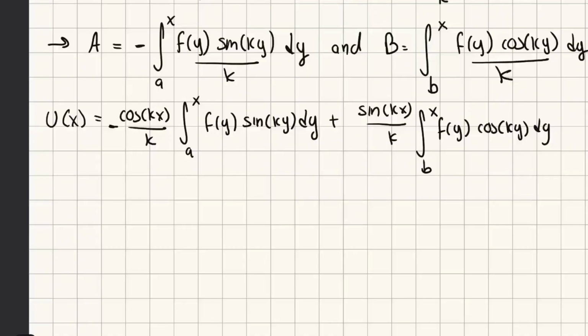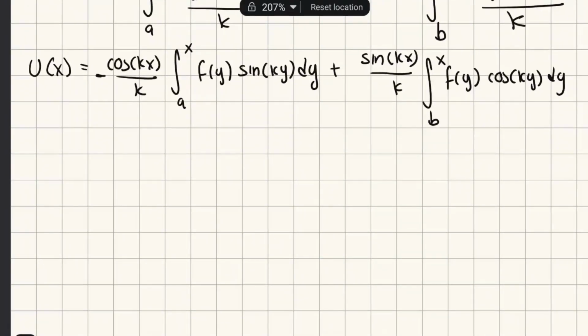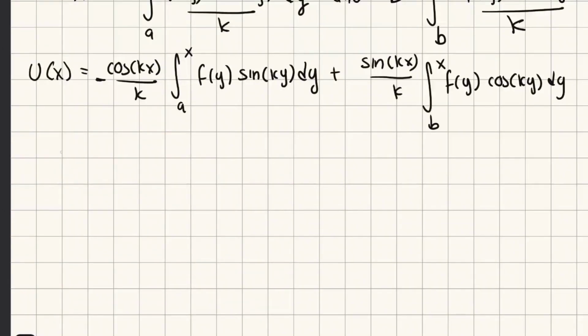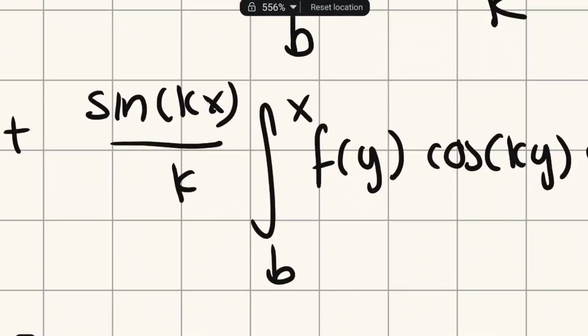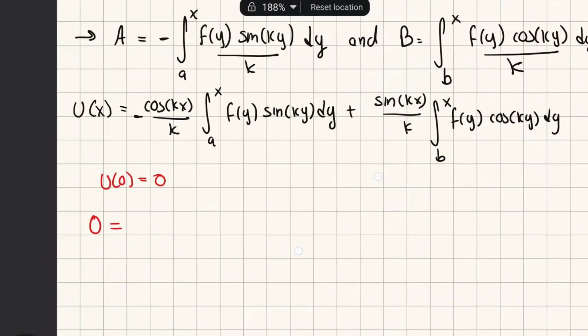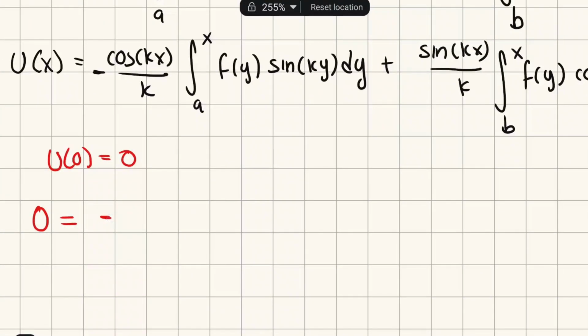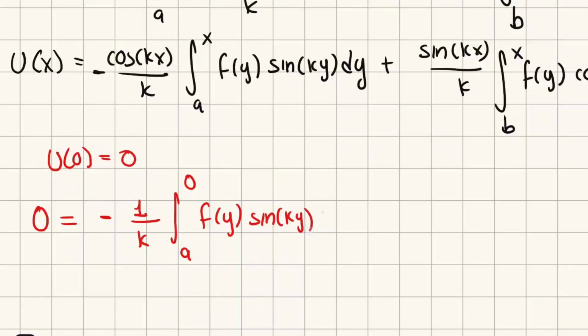But we now need to find what the values of a and b are. So here's where we are going to remember the initial conditions or the boundary conditions that says that u of 0 is equal to 0. So we are going to take the value x to be equal to 0, and this whole thing is going to be 0 equals to, here we will have cosine of 0, and the integral from a to 0. And here we will have the sine of 0, which is going to make this whole element cancelled. So we will have minus cosine of 0, which is 1, divided by k, the integral from a to 0 of f of y sine of ky dy.